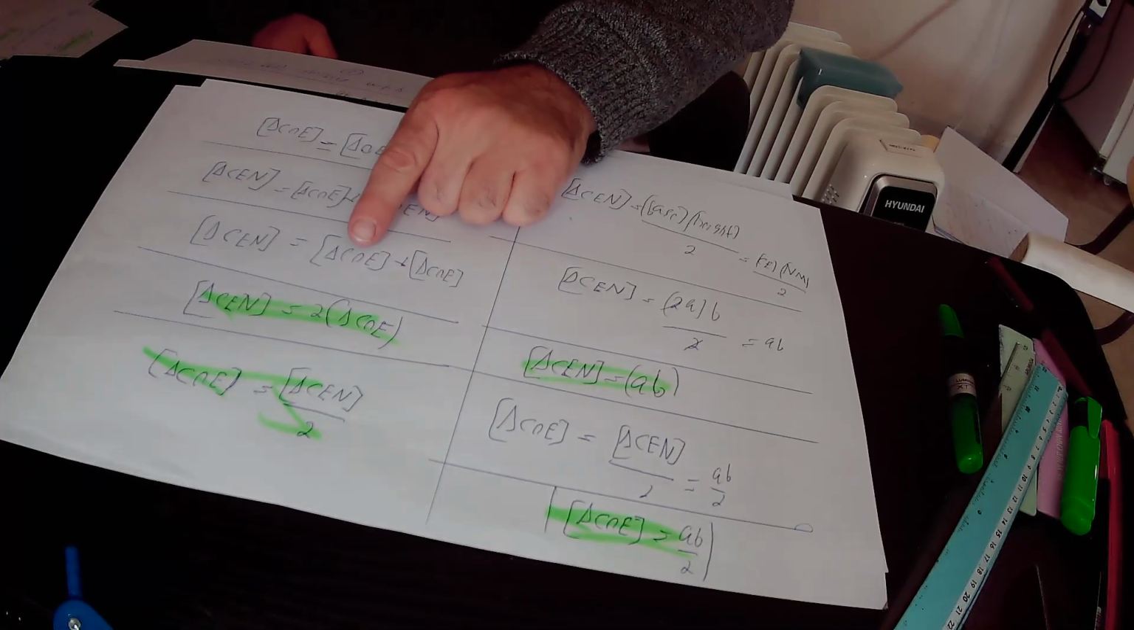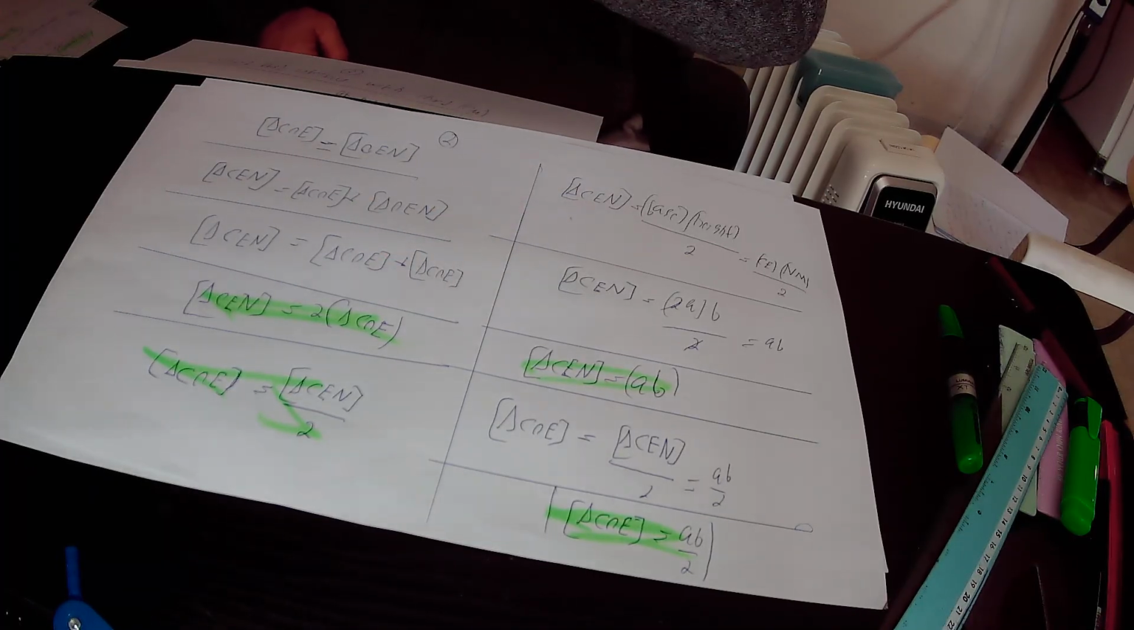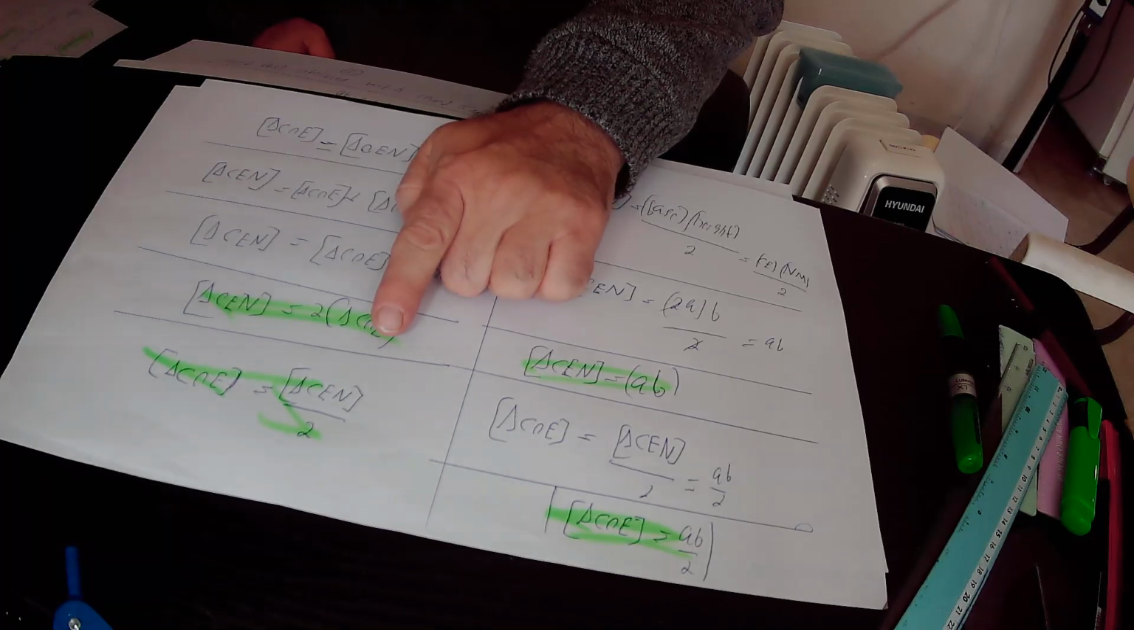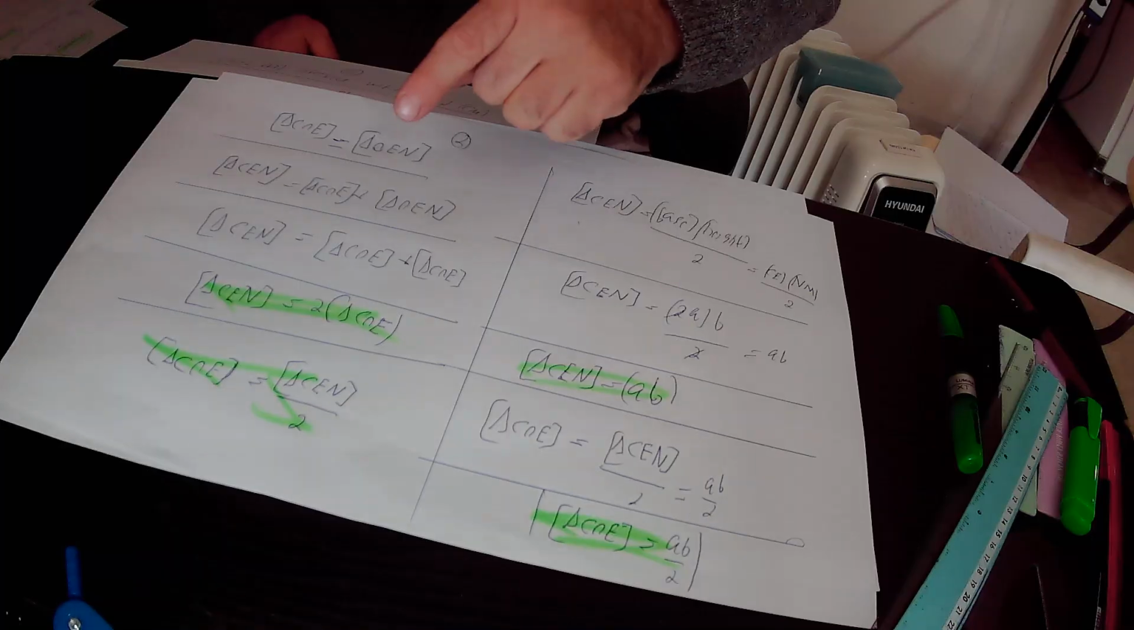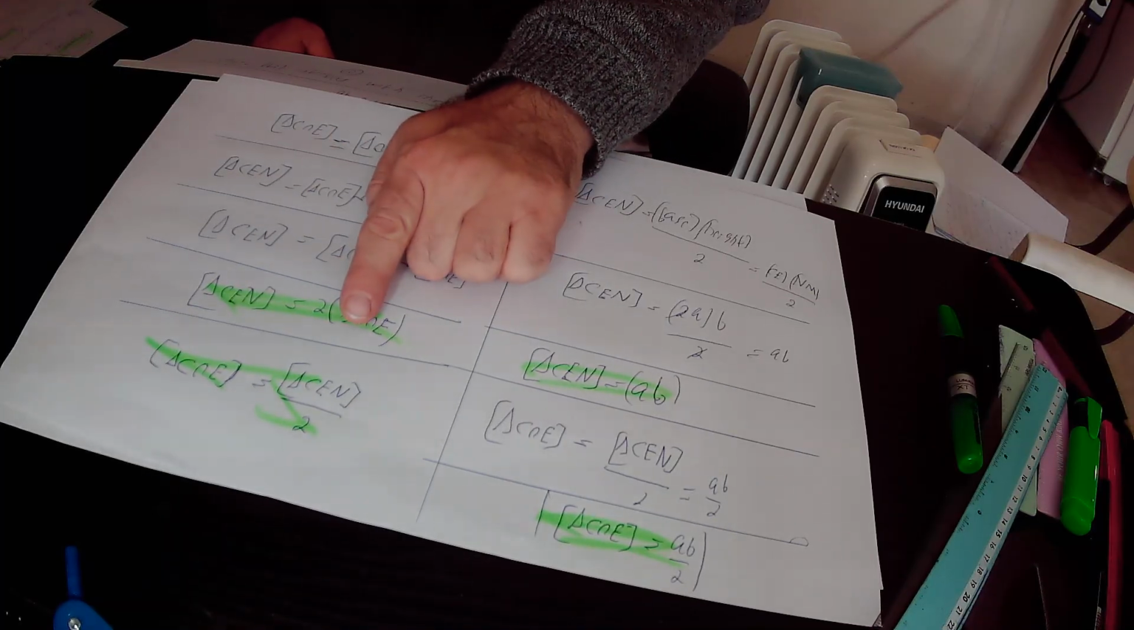Read again. The area of the big triangle CEN equals 2 times the area of the triangle COE. We divided this equation by 2 and finally found out that the area of the triangle COE equals the area of the big triangle CEN over 2. The area of the triangle COE is half of the area of the big triangle CEN.